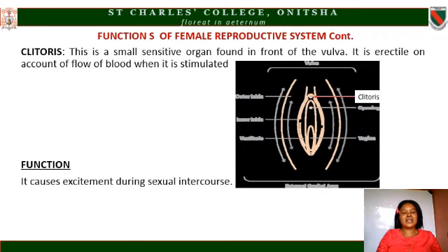Now the next one is the clitoris. I want you to take a look at this diagram. That red arrow is the location of the clitoris. This is a small sensitive organ found in front of the vulva. It is erectile on account of the flow of blood when it is stimulated. Function: it causes excitement during sexual intercourse.